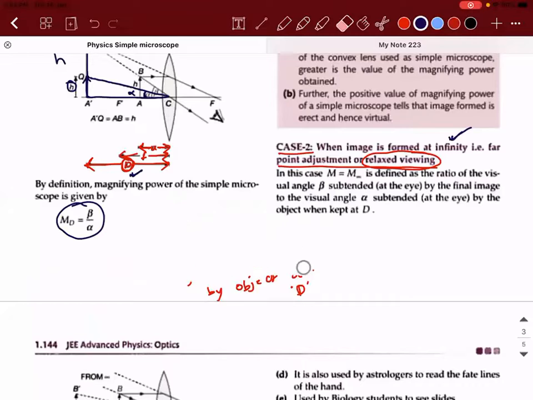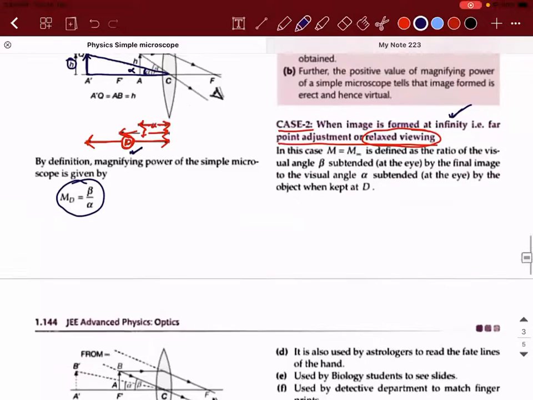If the image should be formed at infinity, where should the object be placed? Let me put the question like this: if the object is placed at infinity, where is the image formed? At the focus. So do the reverse. If the object is placed at infinity, the image is formed at the focus. Use the reversibility of light: if the object is placed at the focus, the image is formed at infinity.